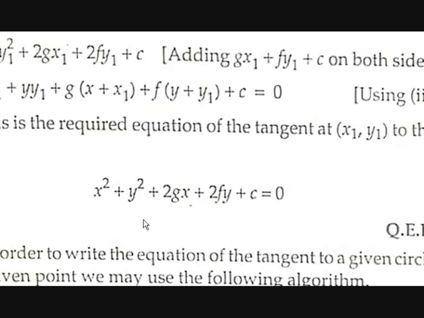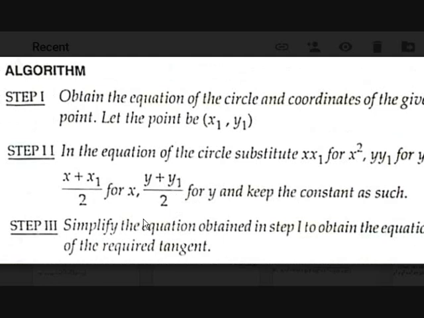Okay, and to write the equation of the tangent, we can use the following algorithm we are going to see now. First, you can find the equation of tangent when a point is given in just 3 steps. First step, obtain the equation of the circle and coordinates of the given point. Let the point be (x1, y1). It is simple, right? You can find that in the problem.